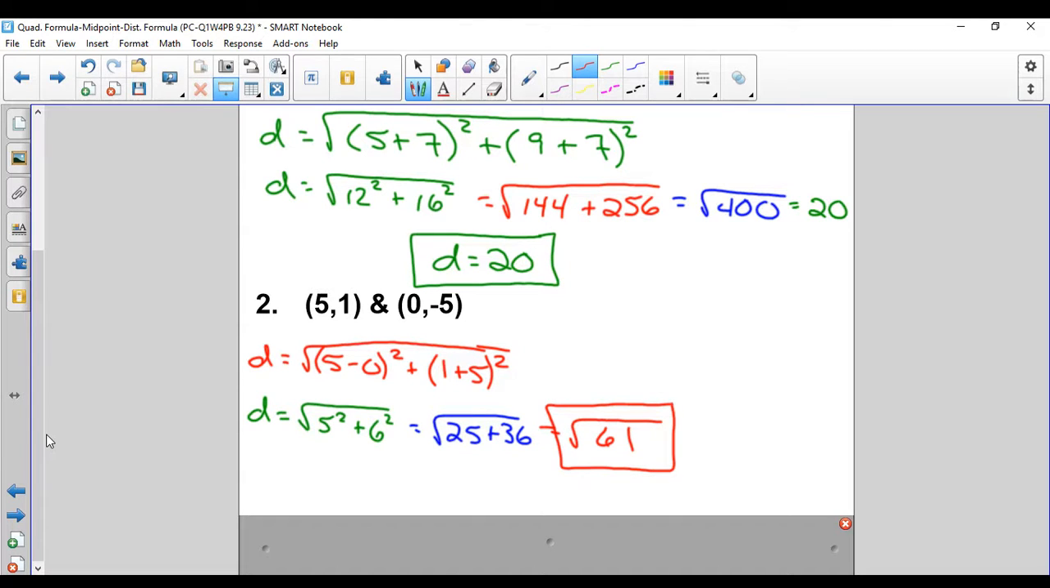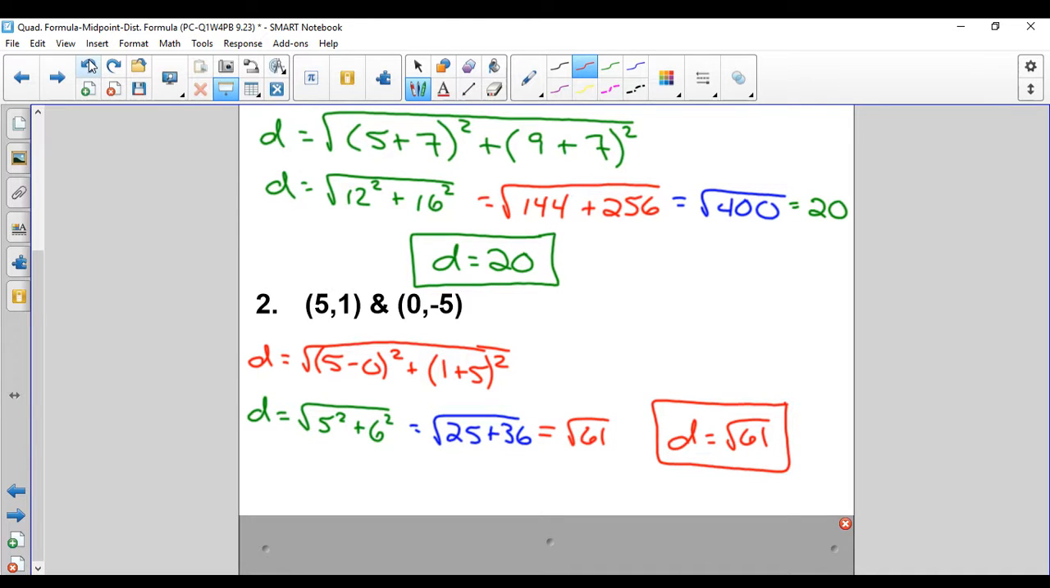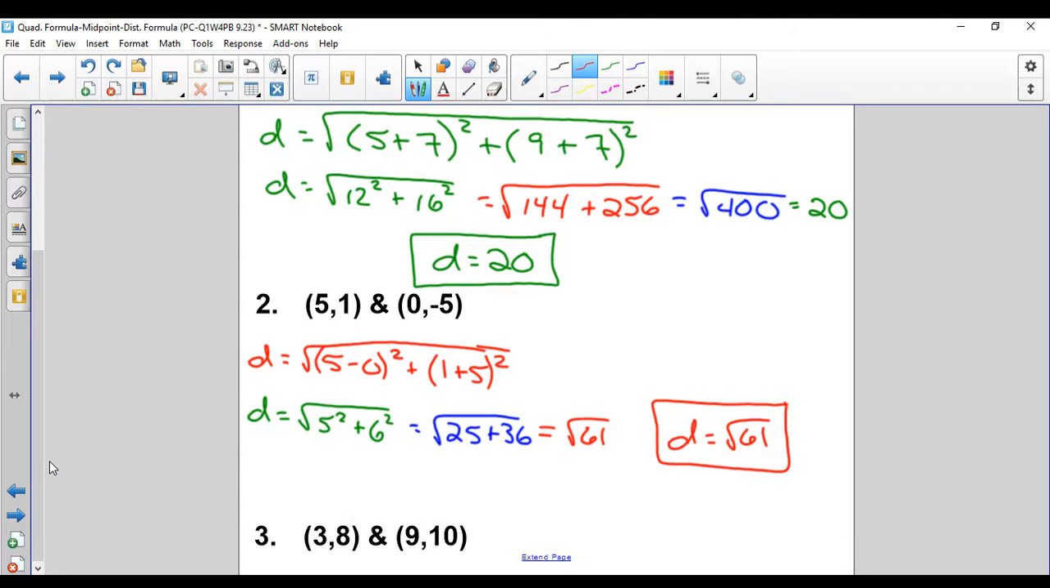That cannot simplify at all. So our distance is the square root of 61 units. And our unit of measurement is just units. It's the scale of what's on the coordinate plane. So we had a radical that was a perfect square, so we got 20 as our first answer. We have a radical that couldn't reduce in the second answer. Let's check out our third example here.